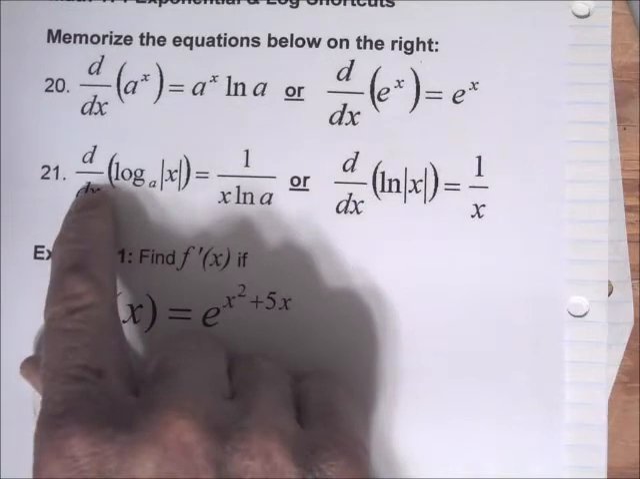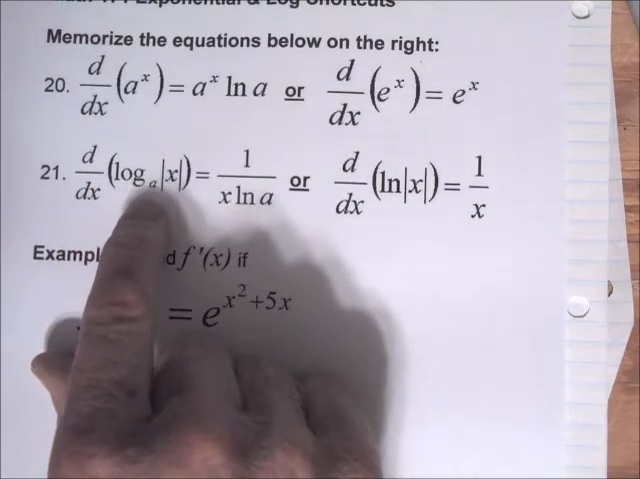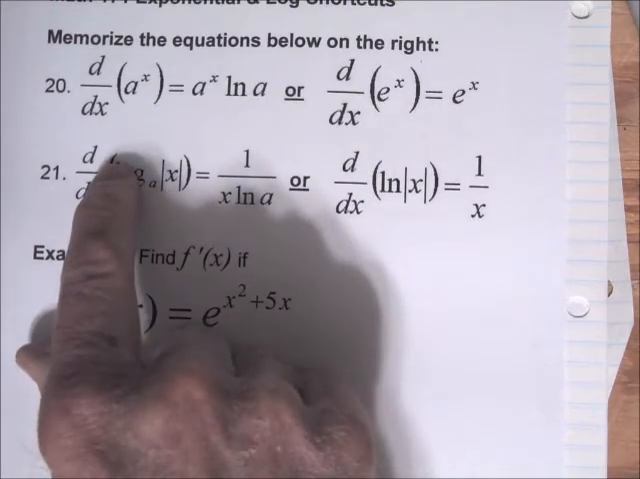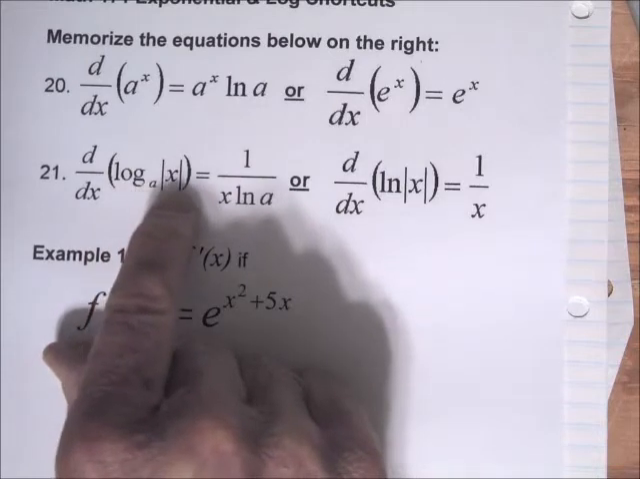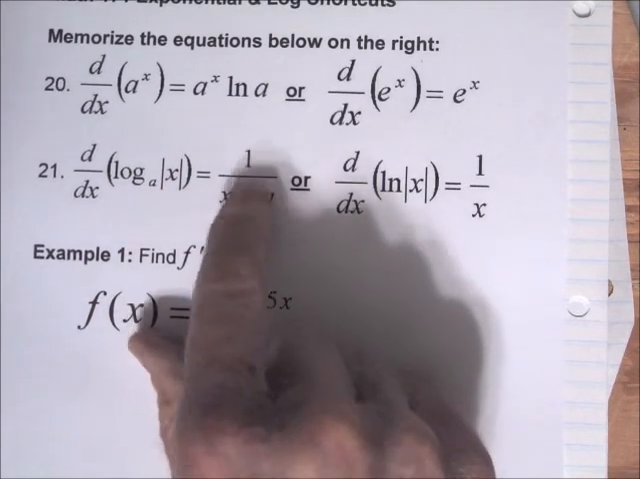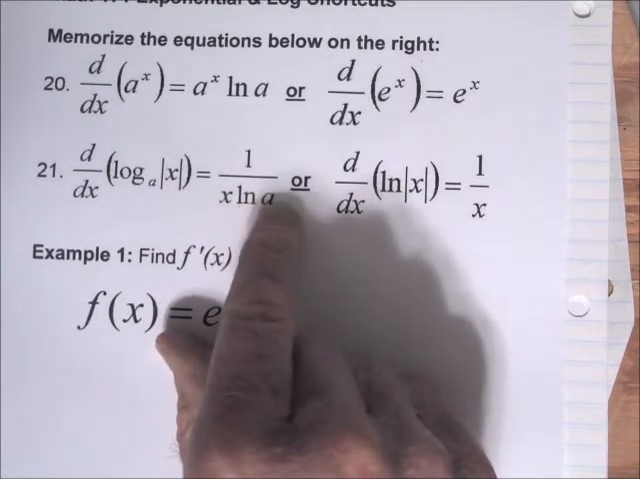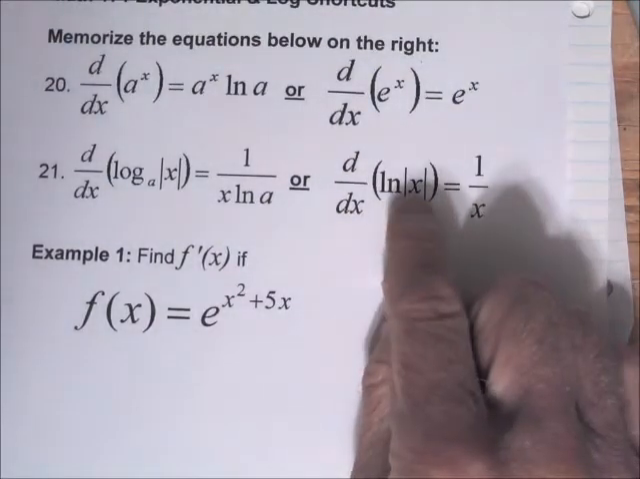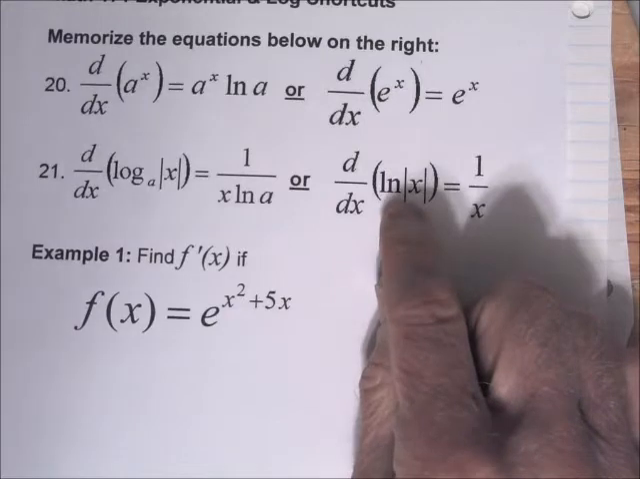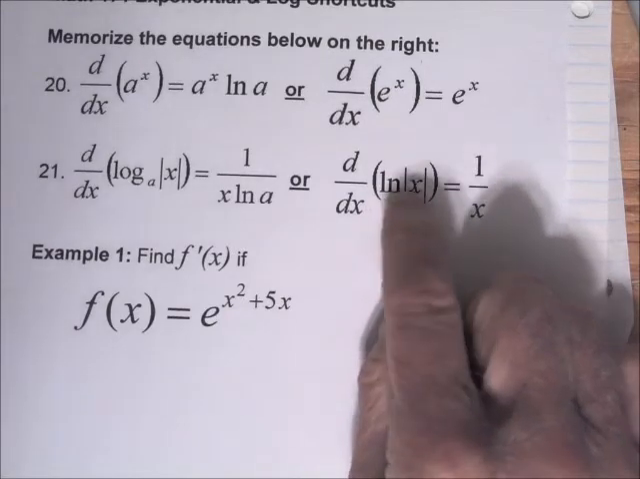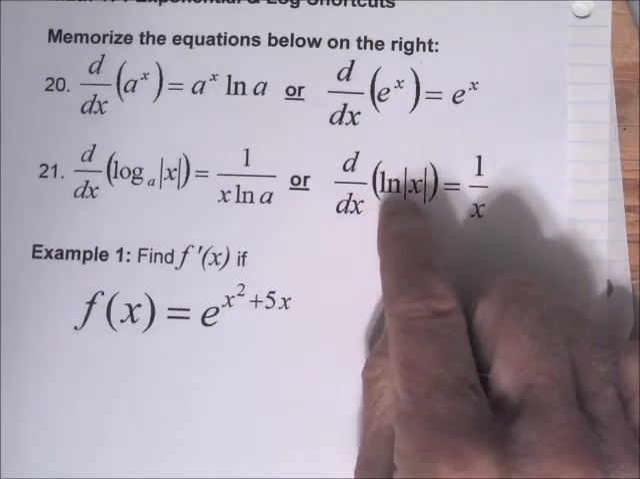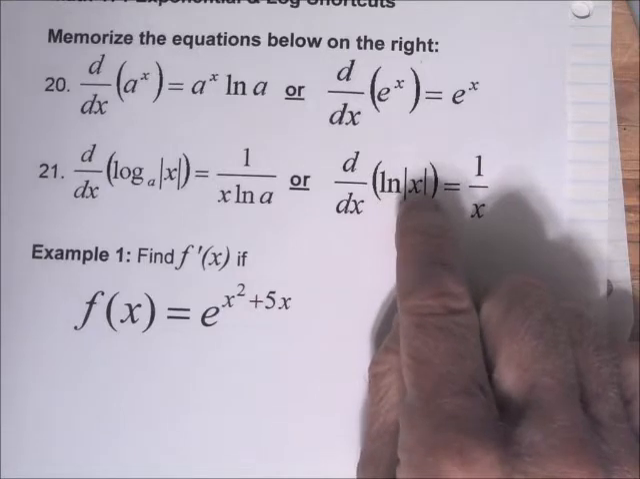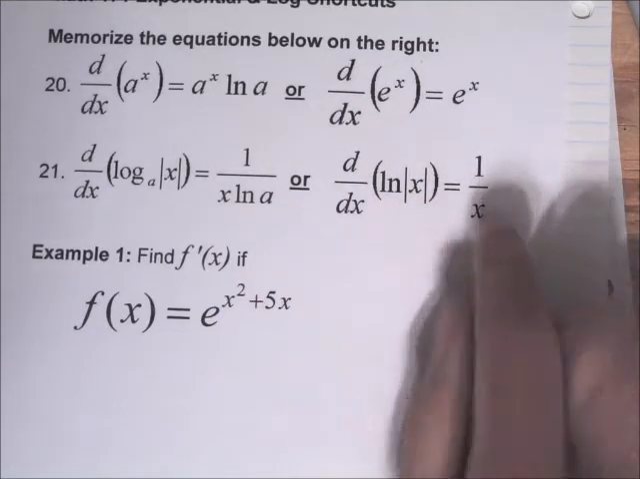And formula 21, derivative with respect to x of log base a of absolute value of x is 1 over x times the natural log of a. And again, we'll mostly be working with the natural log, base e, and this formula there is a little simpler. Derivative with respect to x of ln of absolute value of x is 1 over x.